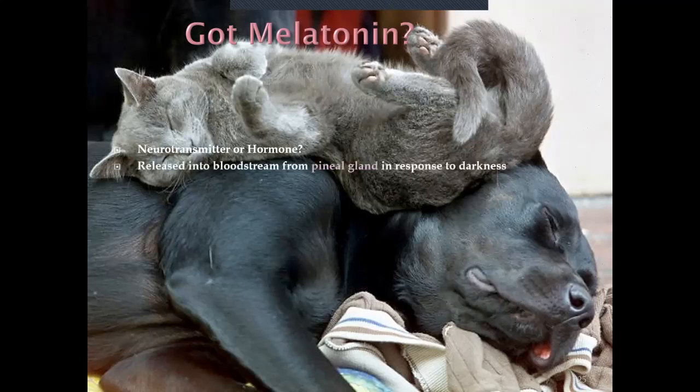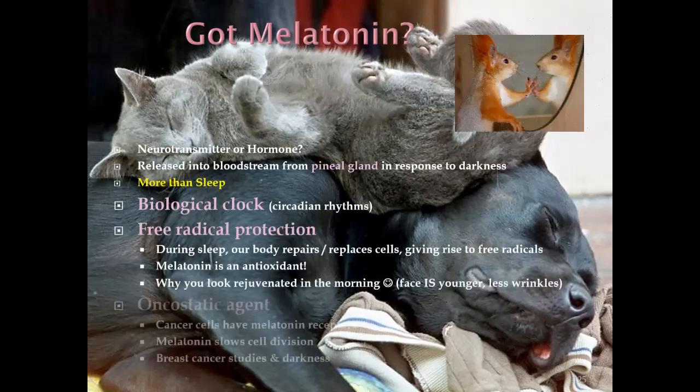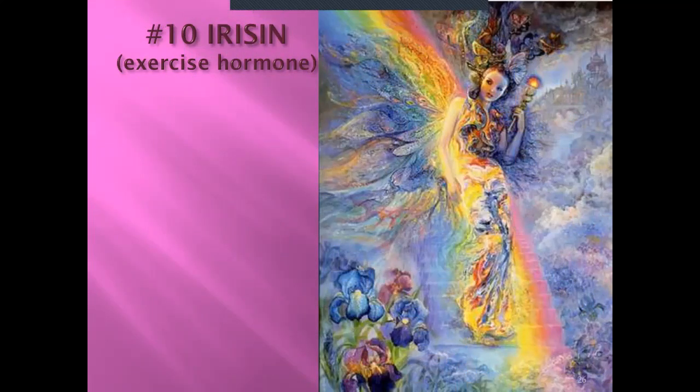So the question is, a neurotransmitter or hormone? Who cares? It is released into the bloodstream from the pineal gland in response to darkness, and so it acts all over our body. Every cell pretty much has a receptor for it, and it is much more than sleep. It's our circadian rhythms, it's free radical protection. It is why we look so wonderful in the morning, and it is the most powerful anti-cancer agent. It works at night to sweep up oxidation and clean it up.